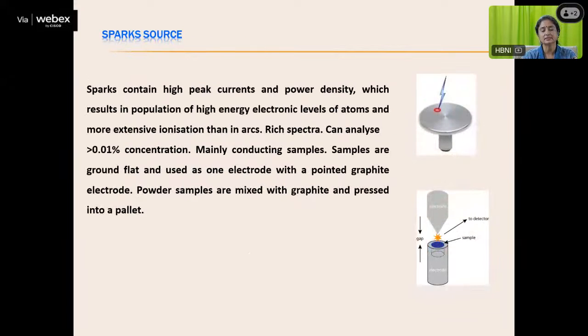Spark source contains high peak current, and here you need the sample as a flat surface where you can make a spark, and then again some atoms or ions will be forming that can emit their characteristic wavelength, which can be detected.